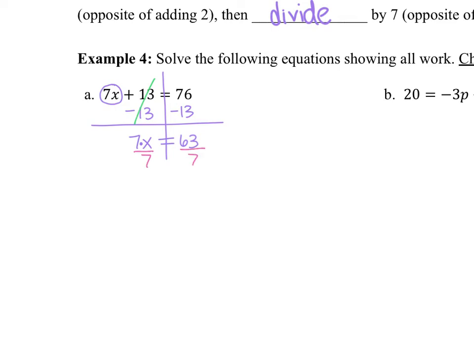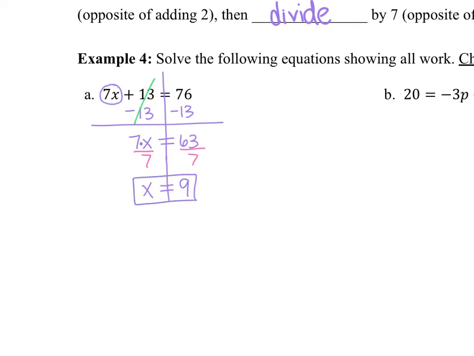Because when I divide by 7, 7 divided by 7 is 1. So 7x divided by 7 is just x, or 1x, is equal to, and then I just do 63 divided by 7, which you guys should know is 9. And so my answer is 9.